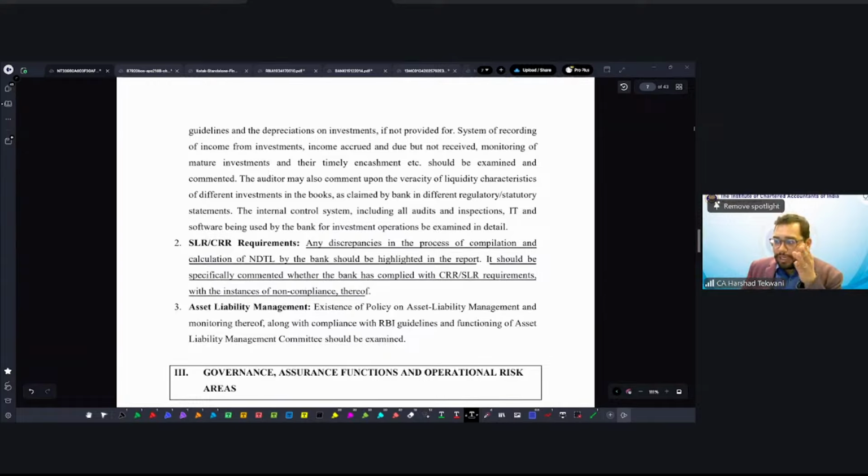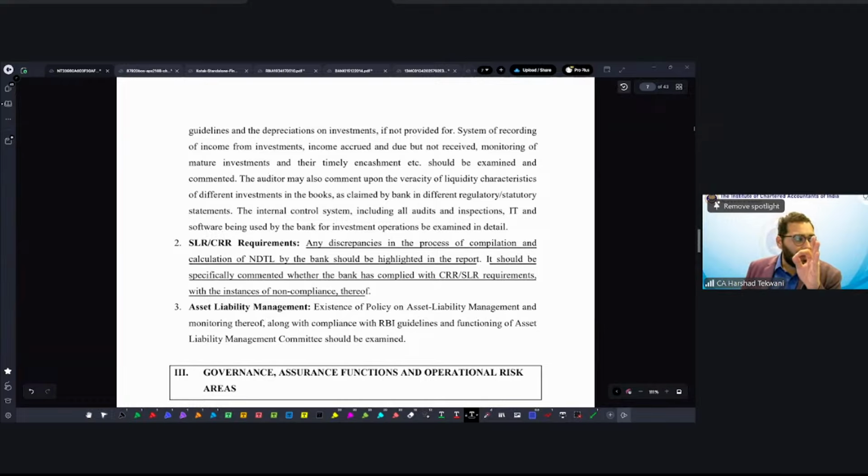How will you make sure that this is done appropriately? Okay, very good, Sarah. But my question still remains the same. You are the statutory central auditor. Focus on that. Statutory central auditor.